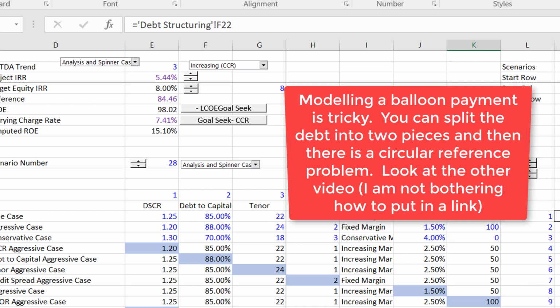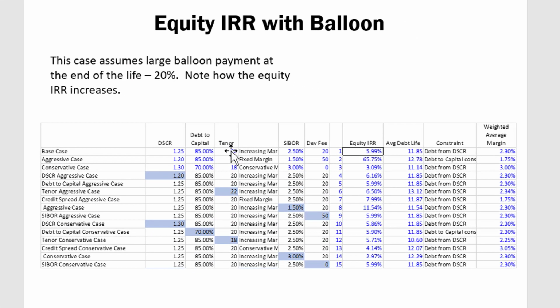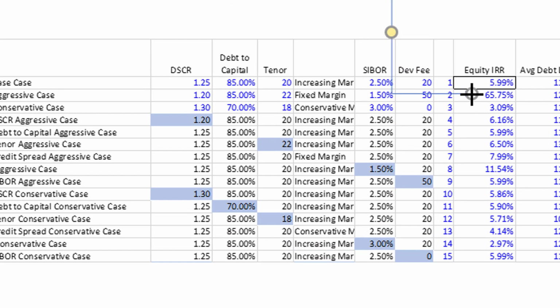So, just a minute. Okay, so now if I had a class, this is with a 20% balloon payment, and I said, look how the equity IRR goes up, especially in the high case.